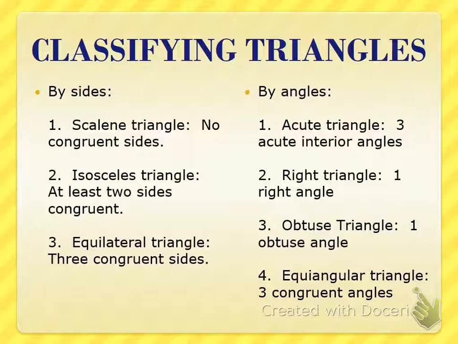We have 4 ways of classifying triangles by their angles. First up is acute, if all 3 interior angles are acute. Second is a right triangle. Only one right angle needs to be present for it to be a right triangle. Next is obtuse. One of the angles inside the triangle needs to be obtuse. And the last one is equiangular, where you have 3 congruent angles.